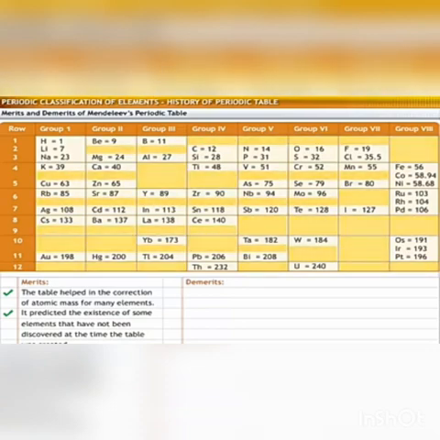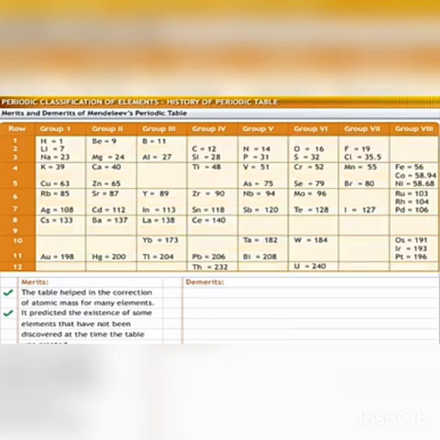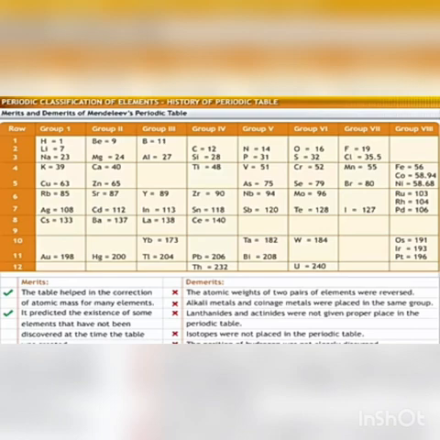Because of its merits, the periodic table is widely accepted as a system of classification. However, it did not achieve complete success because of some demerits. The table had some inaccuracies. For example, the table reversed the atomic weights of 2 pairs of elements.